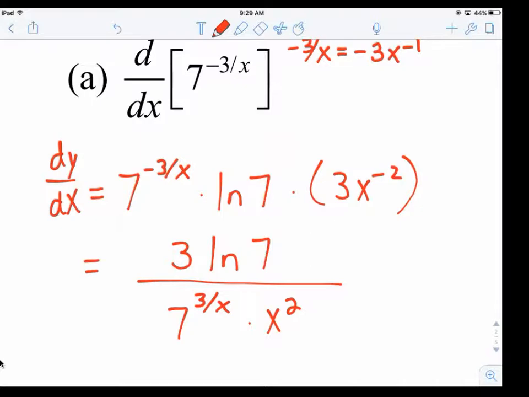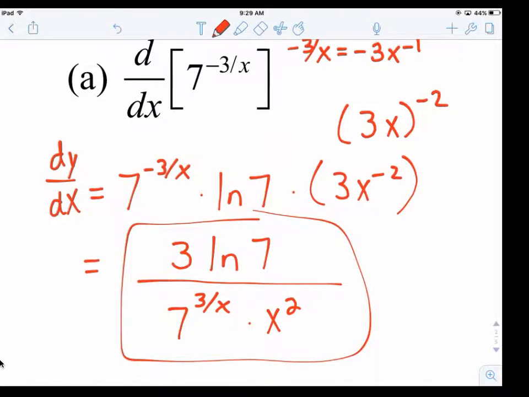If it was, say, like 3x to the negative 2 like that, then you would put the 3 in the denominator. But since the exponent is attached to just the variable, the variable moves down, but the constant doesn't. That would be your answer.